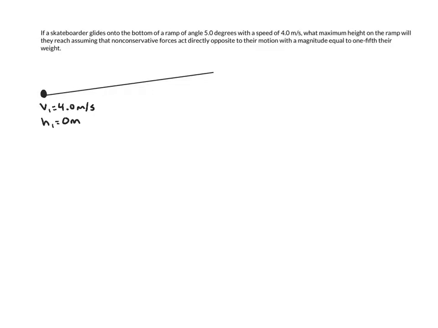Then the skateboarder is going to glide up the ramp until they reach some kind of a maximum point. Okay, and we're asked to find out what this maximum point is. We're just assuming the skateboarder is not going to pump his leg against the ground anymore. He's just going to glide until they gradually come to a stop. So this height, which I'll call h2, is what we are asked to find out. So that's question mark.